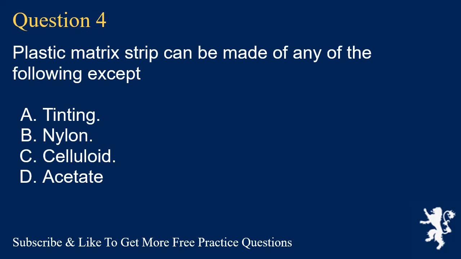Question 4. Plastic matrix strip can be made of any of the following except A. Tinting. B. Nylon. C. Celluloid. D. Acetate. Answer, A. Tinting.